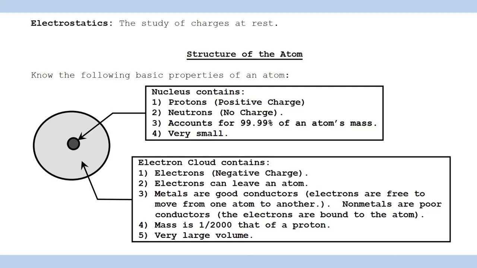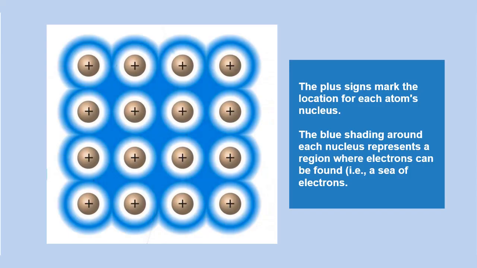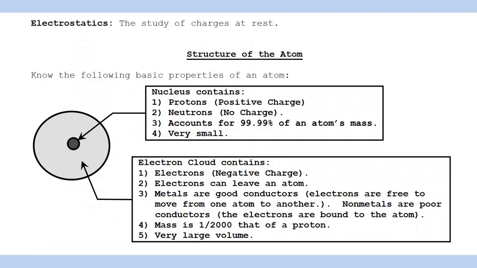So now let's look at this electron cloud. It contains electrons which have a negative charge. The electrons can leave the atom. Protons and neutrons cannot under normal circumstances. Another thing to note, metals are a good conductor of electricity because the electrons within the metal atoms can easily go between one another. So in other words, the metal acts as though it exists in a sea of electrons. So the electrons have a lot of mobility.